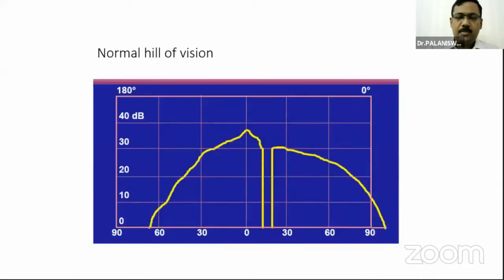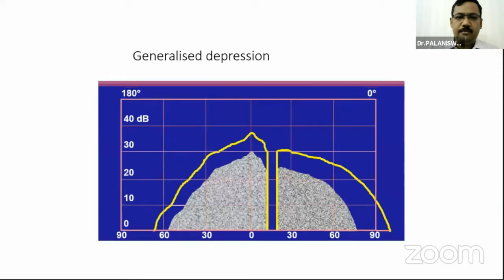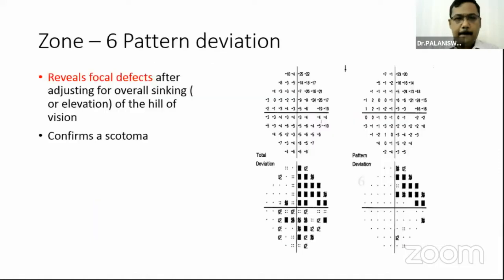This is the normal hill of vision, and this is what a generalized depression looks like. It usually is seen maybe in case the patient has cataract. Next comes the pattern deviation. Pattern deviation reveals focal defects after adjusting the height of the hill of vision. This is done using the 7th best point. So this confirms a scotoma, as is shown between these two.